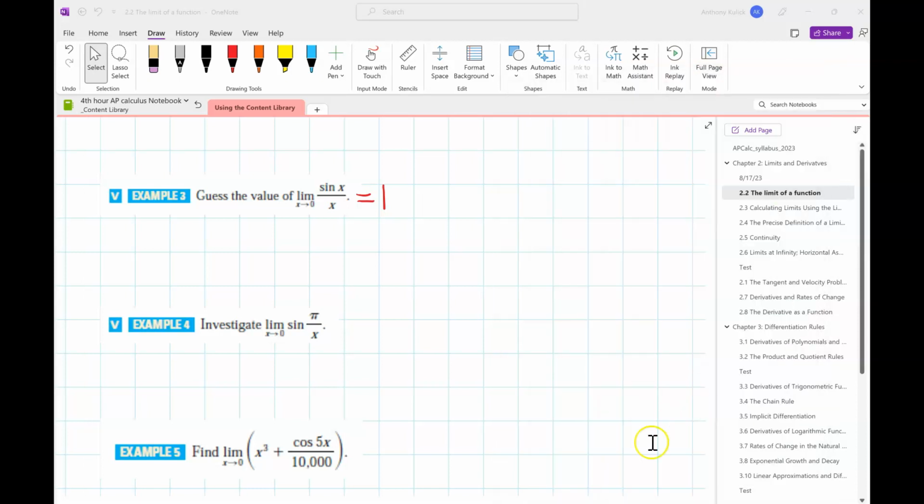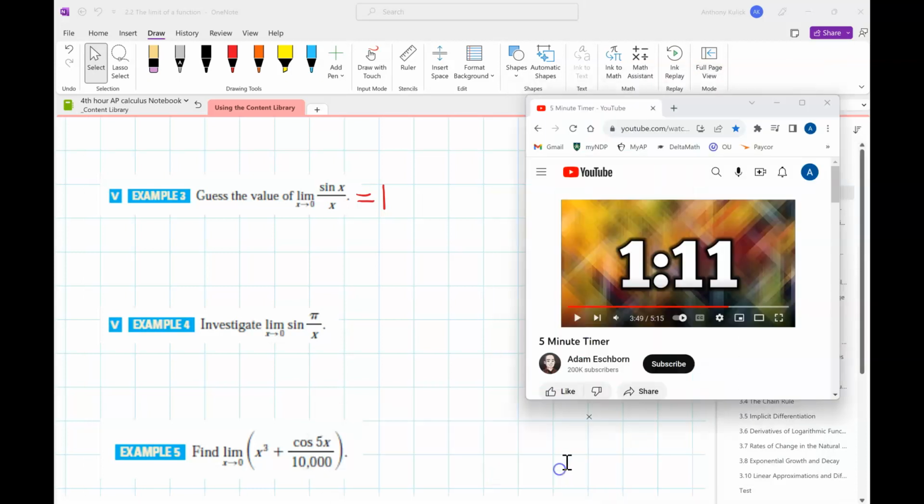All right. This one's my favorite. Try example 4 next.